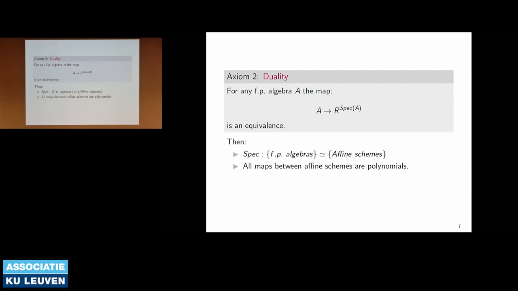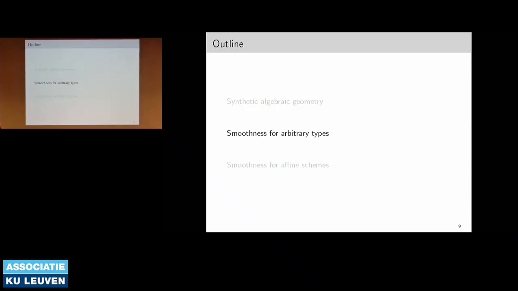This is just a slight generalization of this, and so it means when you define a map in synthetic algebraic geometry, you never have to prove that it is a polynomial. It's just that any map you can define is a polynomial anyway. And so there's a third axiom, and I won't say much about it, but it says that affine schemes enjoy a weakening of the axiom of choice that is called Zariski local choice, but I will not say more about it here. So now let's talk about smoothness.